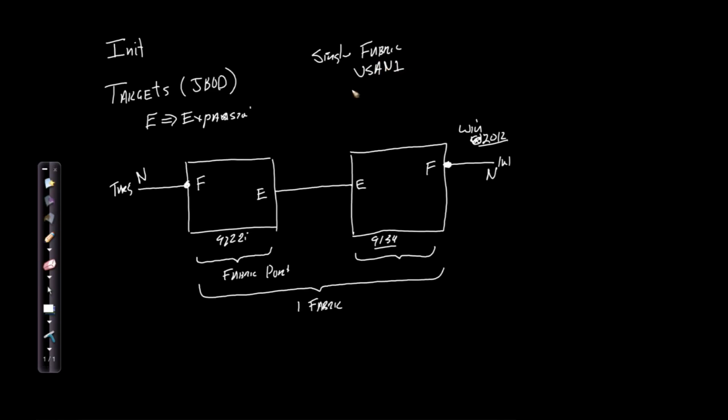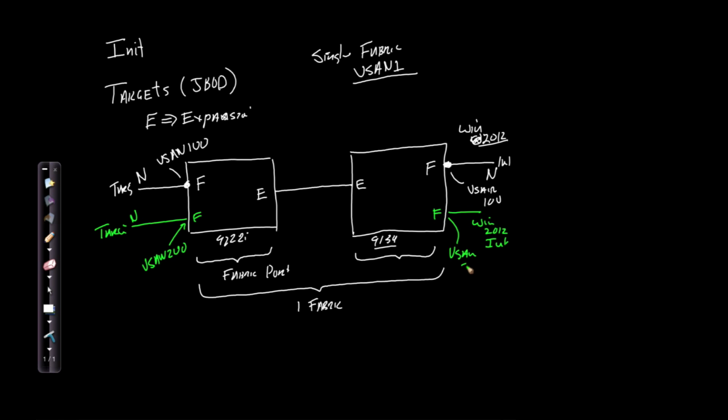Now, the moment that I have more than one vSAN, so let's say over here this target is in vSAN 100. This initiator is in vSAN 100. And let's say I have two other devices. I have a second target that is an N port. He's going to connect to an F port, but this interface is going to be in vSAN 200. And I'm going to have another Windows 2012 machine here, which is going to be an initiator connected to an F port, but this port is going to be in vSAN 200.